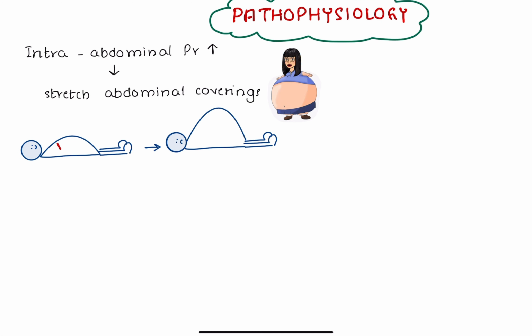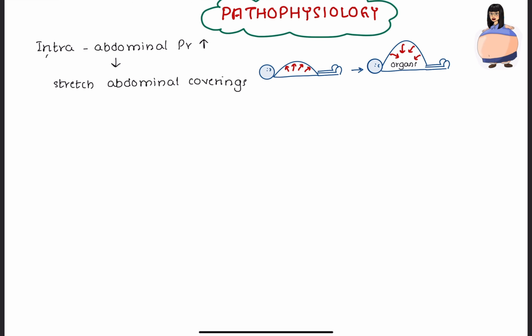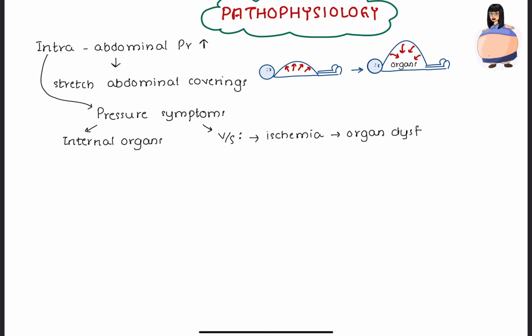Then increased pressure starts to compress the internal organs, making them collapse. As pressure rises higher and higher, it not only compresses the internal organs, but also the vessels, leading to ischemia and organ dysfunction.